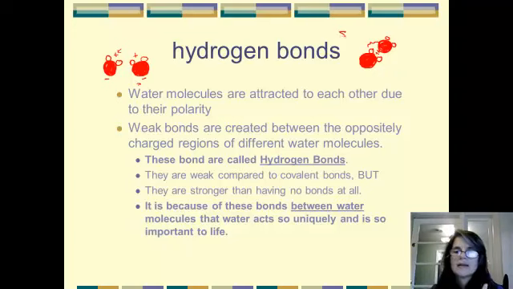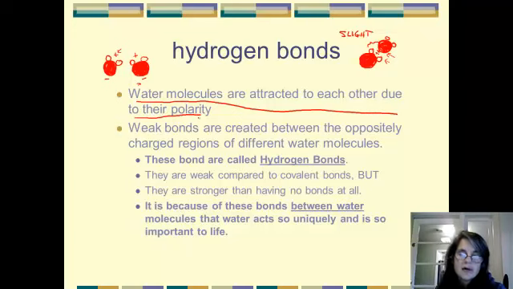Ever so slightly. Let me write that word. Slight. It is not a strong connection, because remember, this is just a slightly negative and a slightly positive charge, because oxygen isn't quite sharing nicely. But that slight little attraction is enough to make these two water molecules kind of want to cling to each other. Water molecules are attracted to each other due to their polarity.